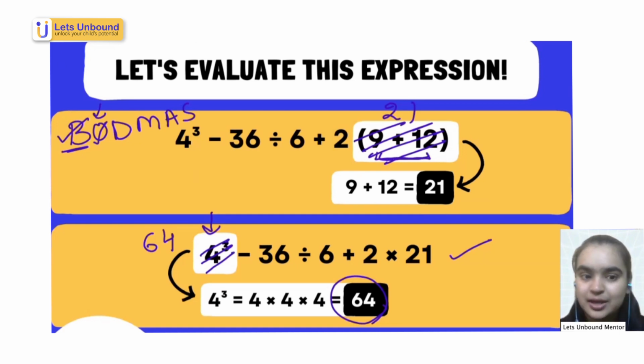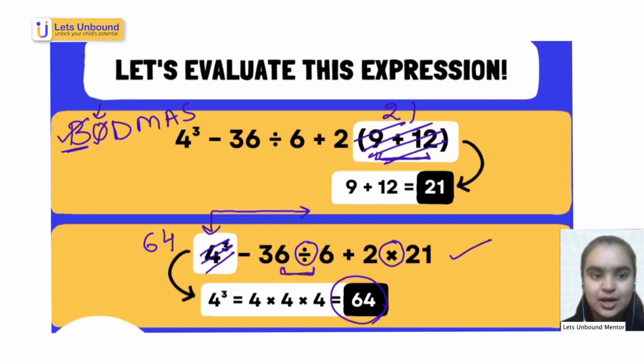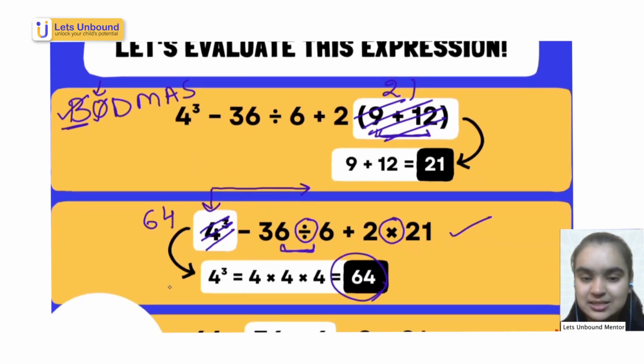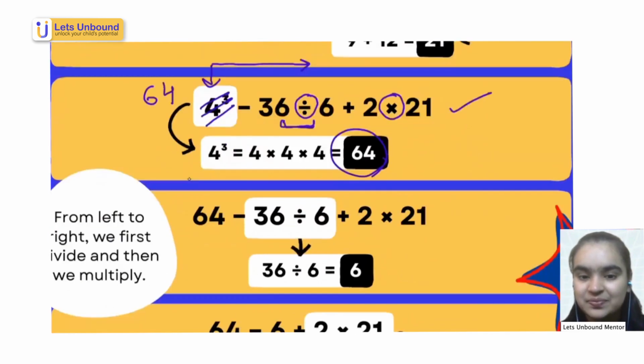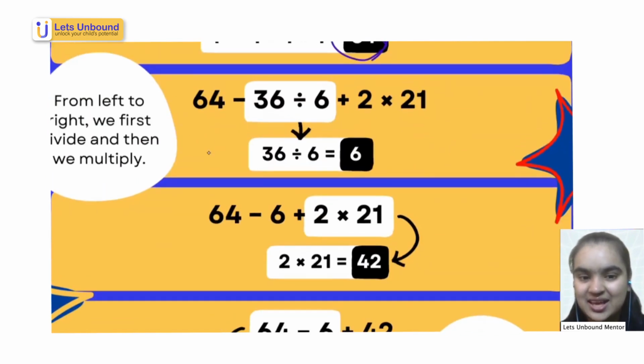What is the next step? Division or multiplication. So we are having both of them, division as well as multiplication. So we are going to start from the left side and we can see that it's division first, right? So we are going to divide 36 by 6. So 36 divided by 6 is 6. And this is how our expression looks like: 64 minus 6 plus 2 times 21.